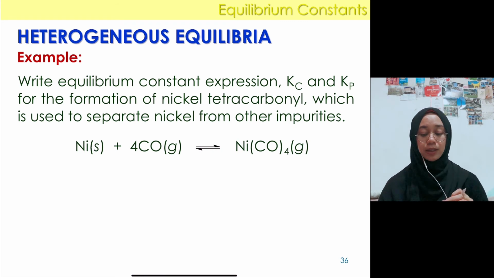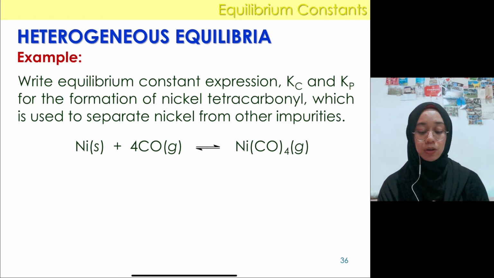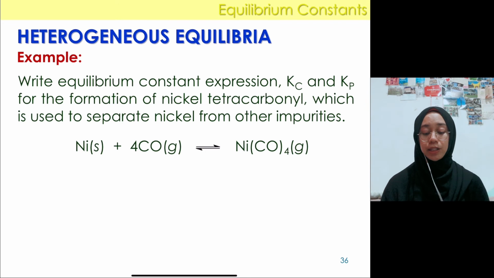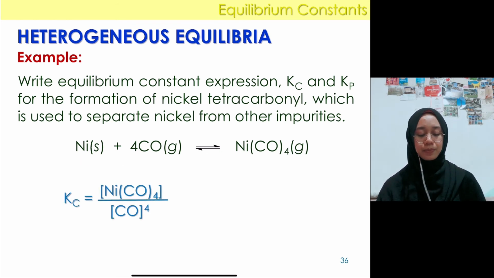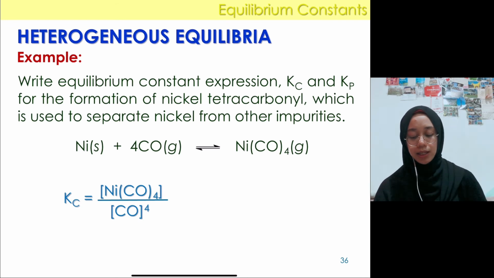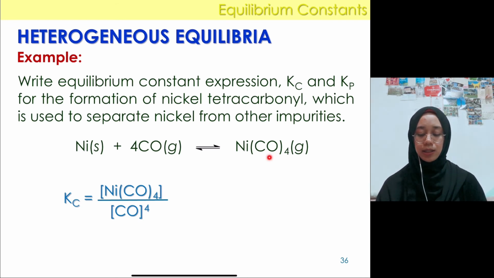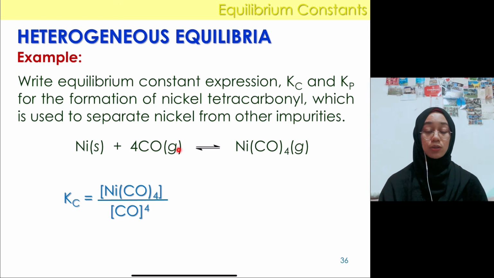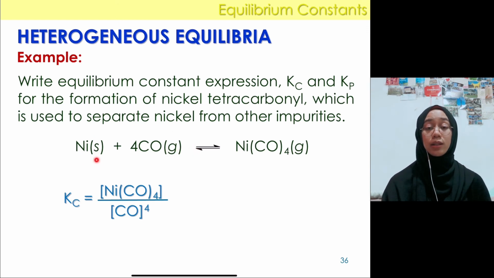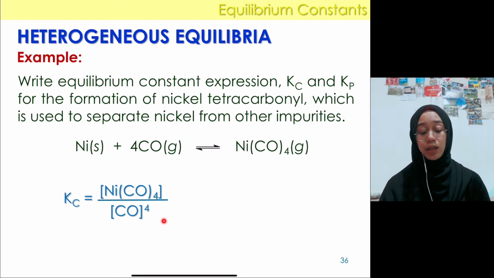Okay, so for example here, we need to write the equilibrium constant expression Kc and Kp for the formation of nickel tetracarbonyl. So ini kita punya nickel tetracarbonyl, which is used to separate nickel from other impurities. Okay, so now kalau kita nak tulis dia punya Kc, since nickel tetracarbonyl is in gas phase, our carbon monoxide is also in gas phase, but only our nickel is in solid phase, right? Therefore you won't be seeing any nickel punya concentration in the Kc part.